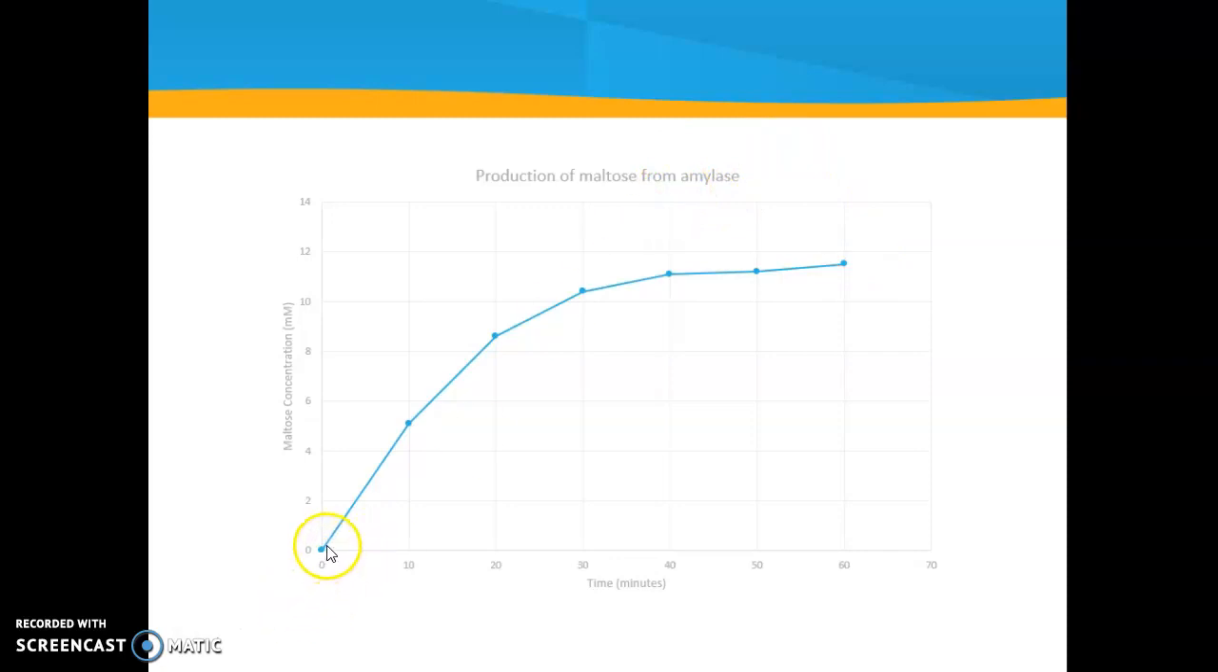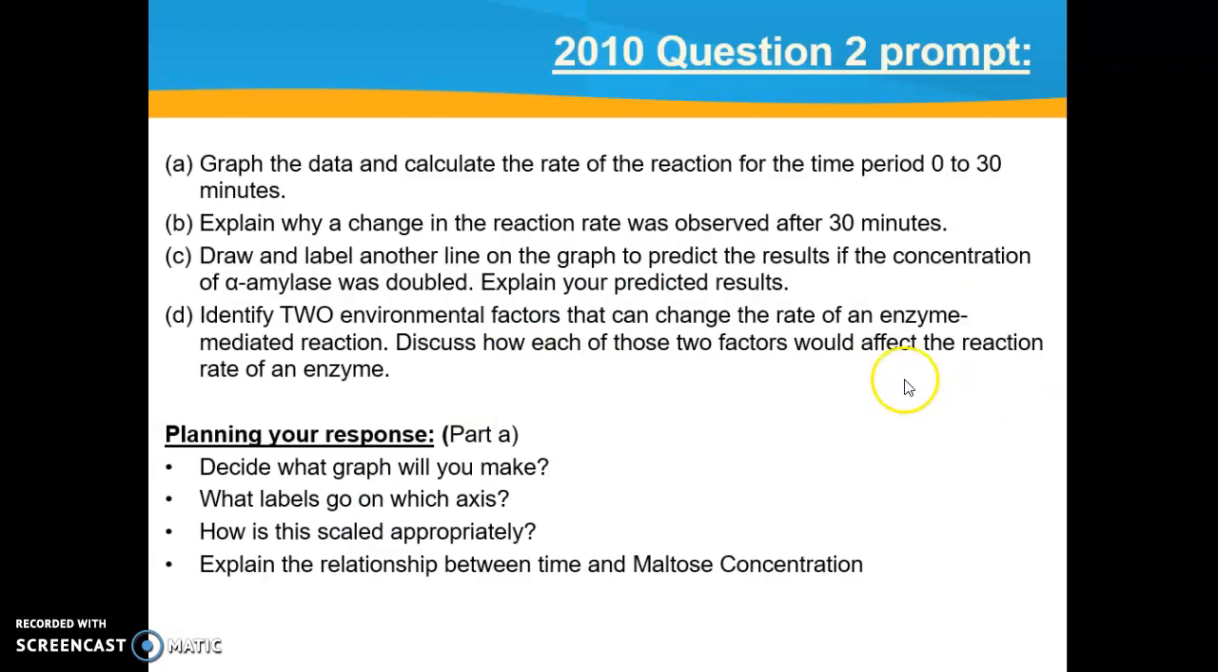As it's starting, it's making more and more of its product. It's making more and more maltose. But then after a while, it's going to run out of its substrate. So we see that it's leveling off. Keep that in mind as we go through A, B, C, and D.